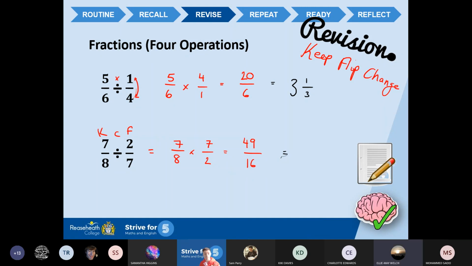Think about your 16 times. It's quite hard. You might have to use pen and paper and write them down as you go. 16, 32, 48. So it goes in 3 times. The difference between 48 and 49 is 1, so it'll be 3 and then 1/16. There's my mixed number.